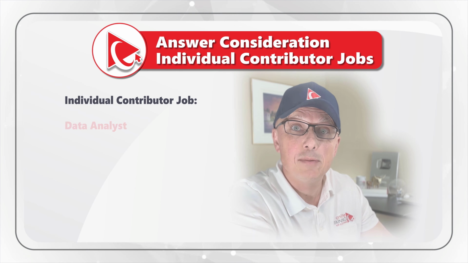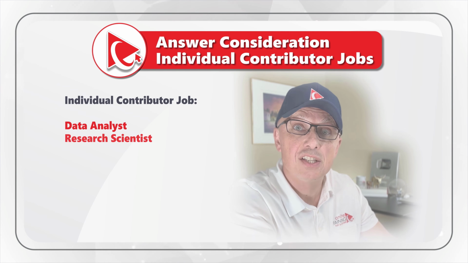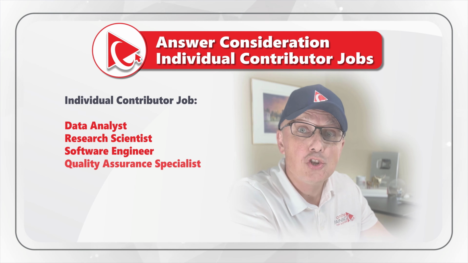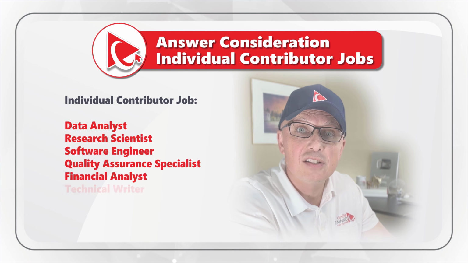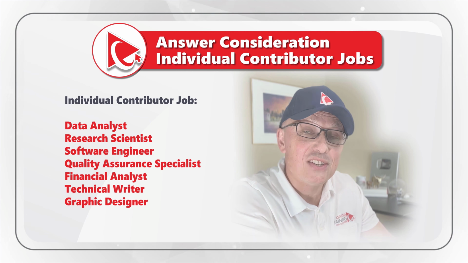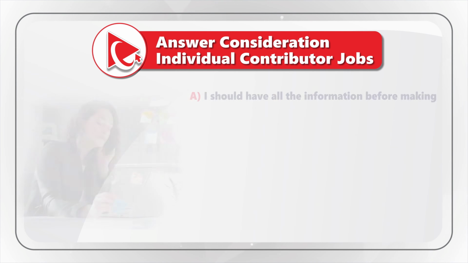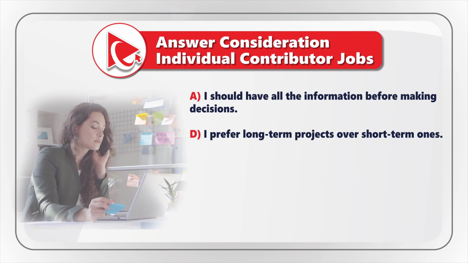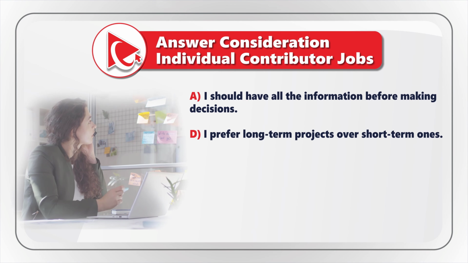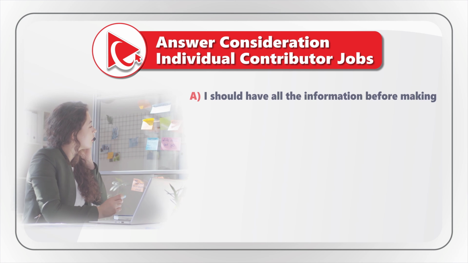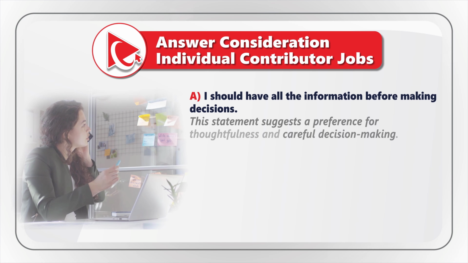Samples of these jobs might be data analyst, research scientist, software engineer, quality assurance specialist, financial analyst, technical writer, graphics designer, and a lot of others. Here, the preferential answers would be choices A and D. Let's look at choice A first. Choice A, I should have all the information before making the decision.